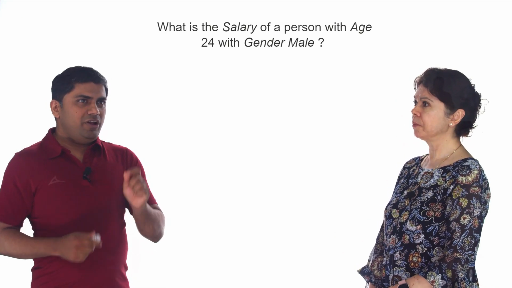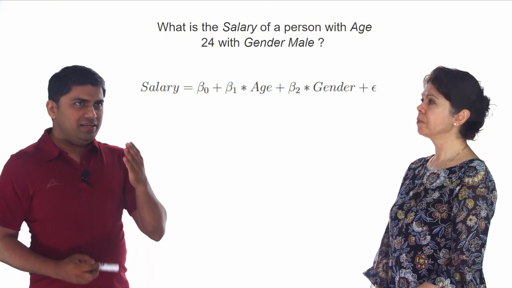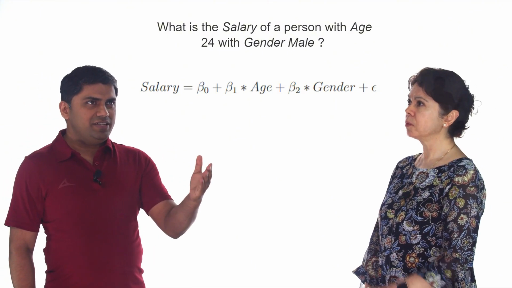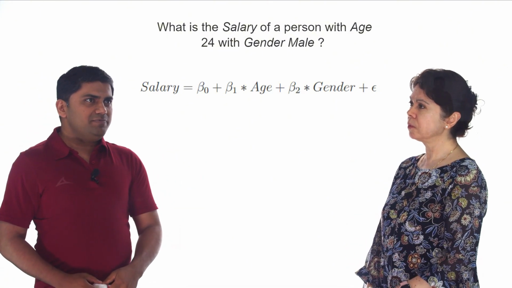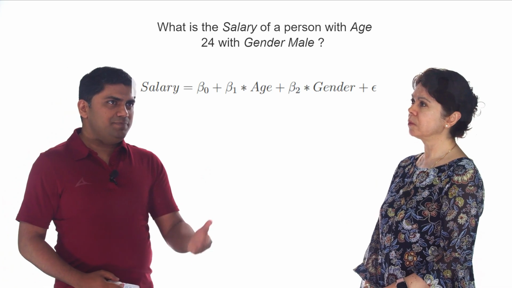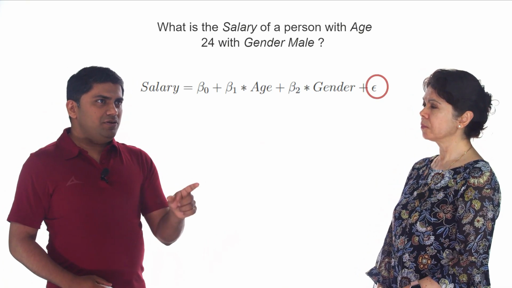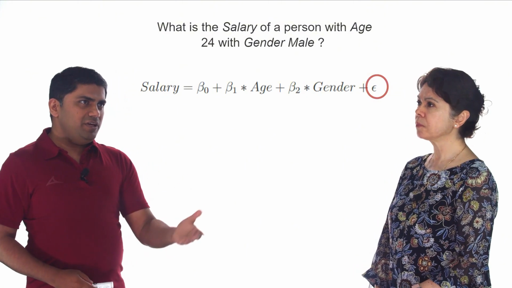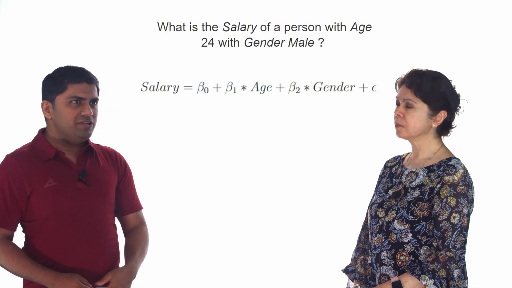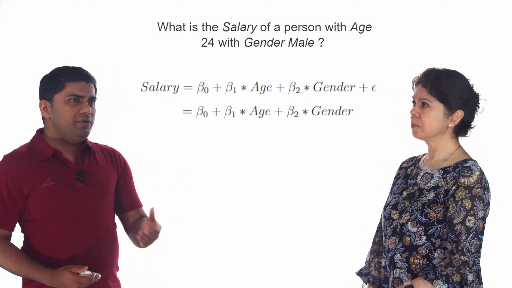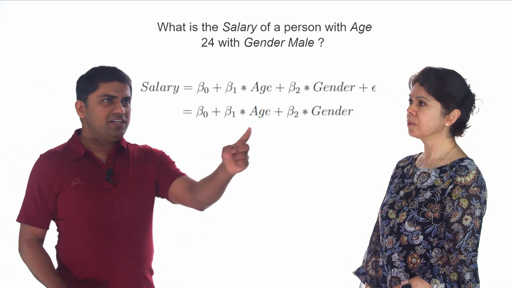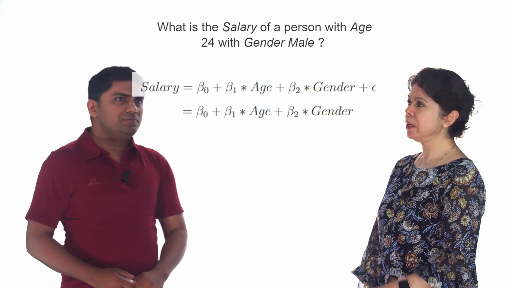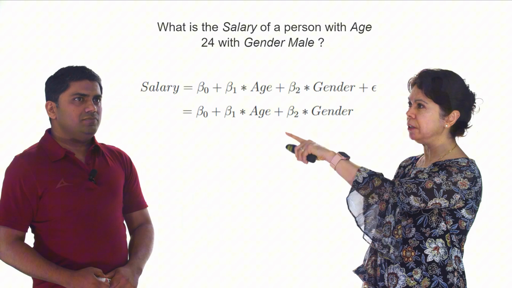Yes. So now we can fit the equation as salary is equal to beta 0 plus beta 1 times age plus beta 2 times gender plus epsilon. So this epsilon is the error of the regression equation. For the moment we ignore the error, so that error always will be there. And you remember from the previous explanation what is beta 1? Beta 1 is the effect of age in salary.